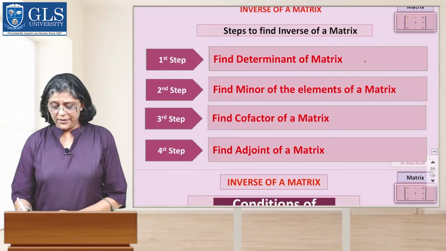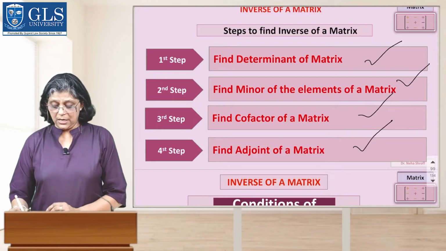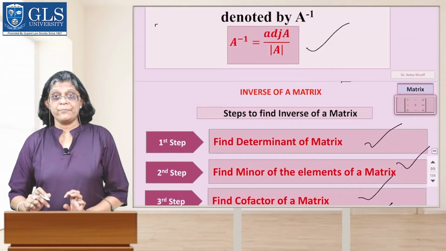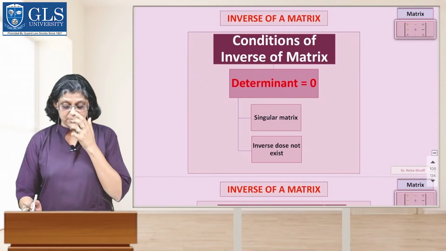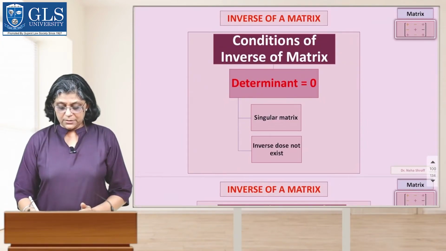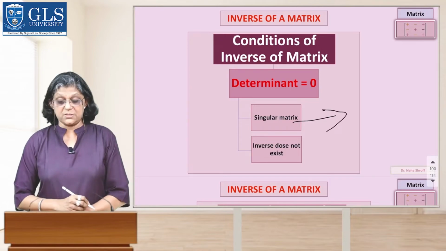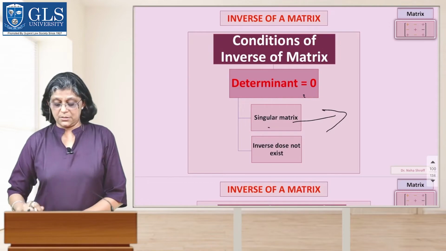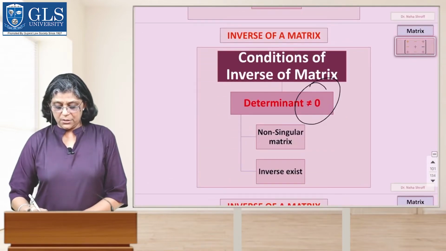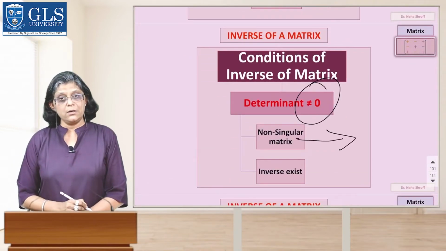हमने सीख लिया, determinant भी सीखा, minor भी सीखा, cofactor भी सीखा, adjoint भी सीखा और ये formula भी सीखा. So let us implement everything. Now inverse of a matrix, मैंने क्या बोला था? Determinant 0 है तो inverse not possible. What is that matrix called? Singular matrix. If determinant is not 0, it is called non-singular matrix.